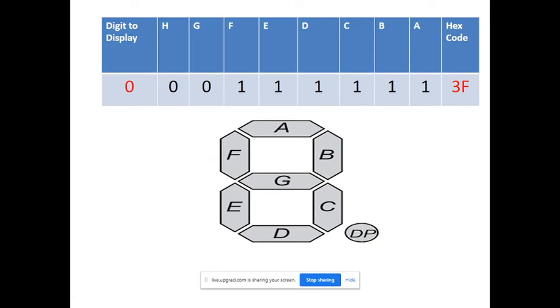Okay, now the next number I want to display is 1. To display 1 on the 7 segment display, in that case I want to turn on only the B and C segments.